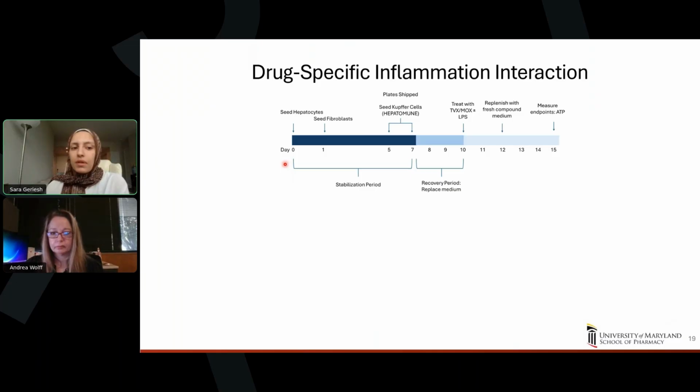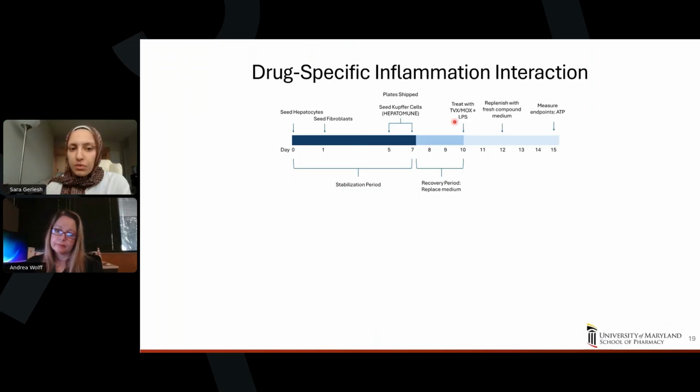So for the timeline, the process starts by seeding hepatocytes on day 0, and then fibroblasts will be seeded on the next day or after hepatocytes attach. And there's a stabilization period of 7 days, during which Kupffer cells will be seeded in HepatoMune from day 5 to day 7. And then the plates are checked on the 7th day or after 1 week. And after we receive the plates, we change the media and keep it for a 2-day recovery period.